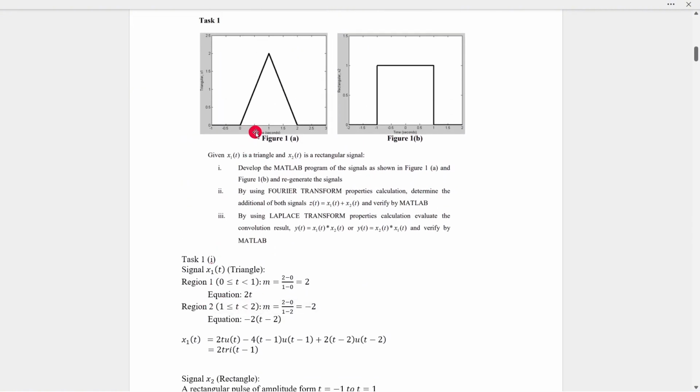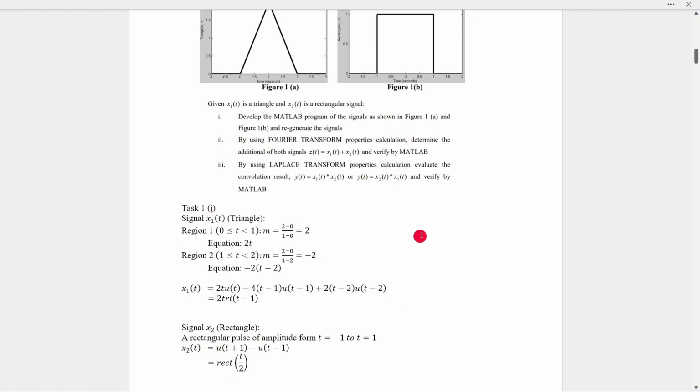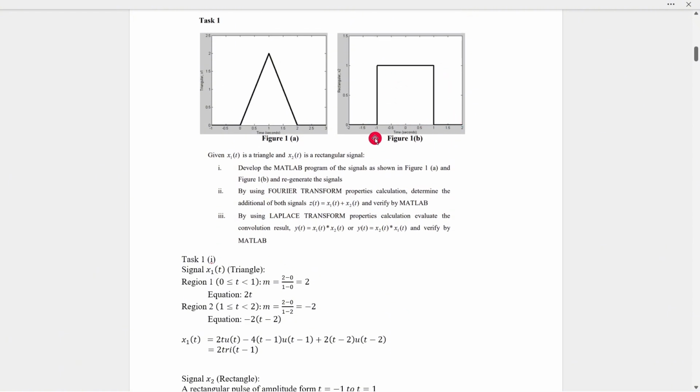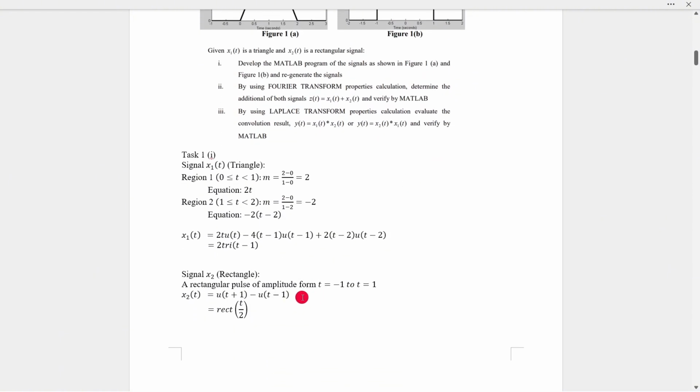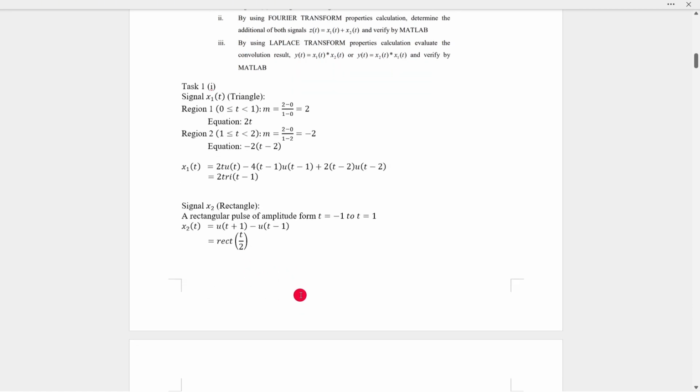So for region 1, when time is from 0 to 1, it is a +2 slope. From 1 to 2 is a -2 slope. So this is the unit step function for x1, and the equivalent is a triangular function, as you can see, 2 tri(t - 1). And for the second signal, x2, it is a rectangular pulse from -1 to 1. So this will be the unit step function u(t + 1) - u(t - 1), and its equivalent is rect(t/2).